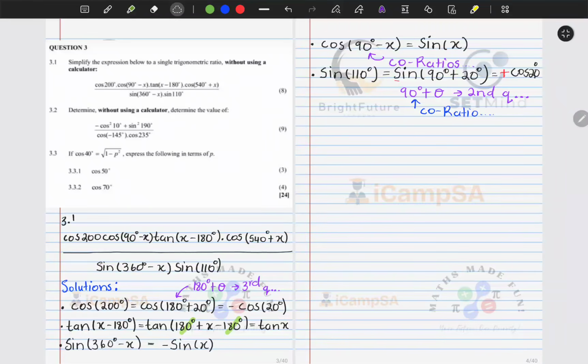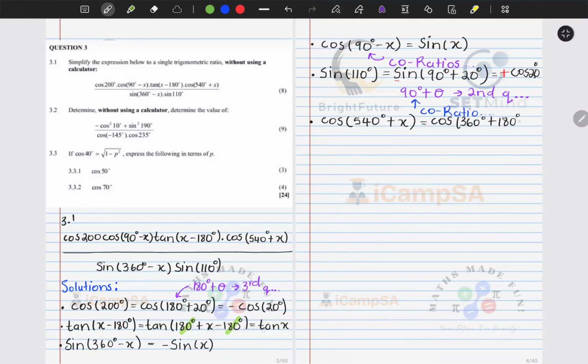Then let's quickly try and simplify the last bit, which is cos of 540 plus x. If you observe carefully, 540 is the same as 360 plus 180 degrees. So I'm going to have 360 plus 180 degrees.